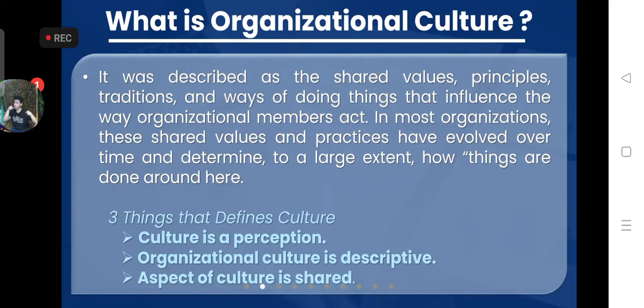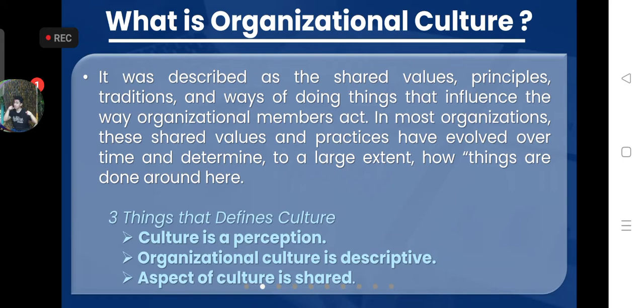Our working definition of culture implies three things. First, culture is a perception. Perception means a culture is somehow like a perspective of an employee or employer. It's not something that can be physically touched or seen, but employees perceive it on the basis of what they experience within the organization.